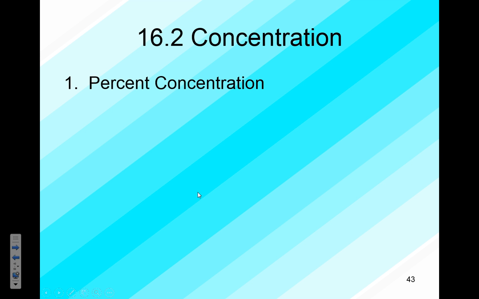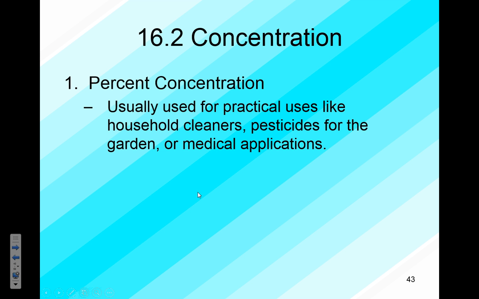So the first one we're going to look at is percent concentration. Percent concentration is useful in everyday products because most people understand percentages. We use them in everyday life. So when you say 20%, most people will get that out of 100 particles in there, 20 of them are going to be that solute. That's what percent represents. Most of the time when you buy something at a grocery store or a convenience store or a Home Depot type store, you're going to see the concentrations of the solutions you buy represented in percents because it's easier for people to understand. So it's usually used for practical household cleaners and pesticides and garden and medical applications.